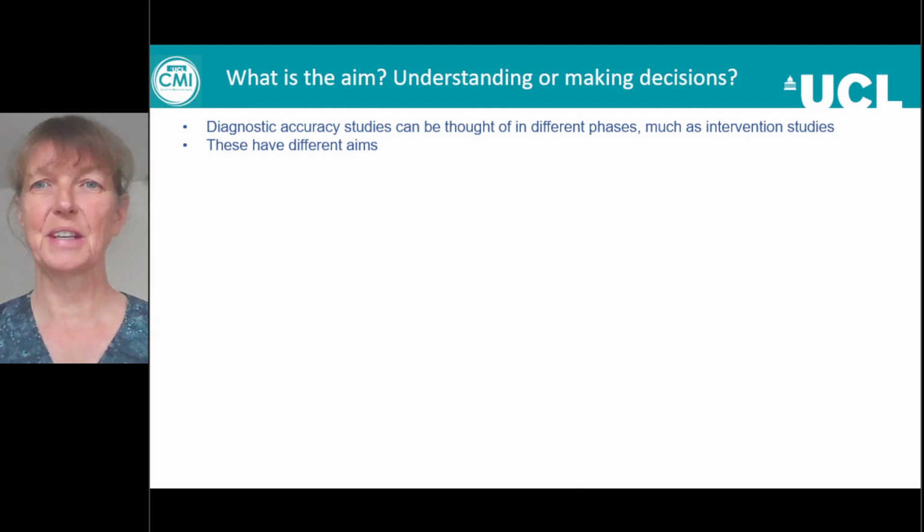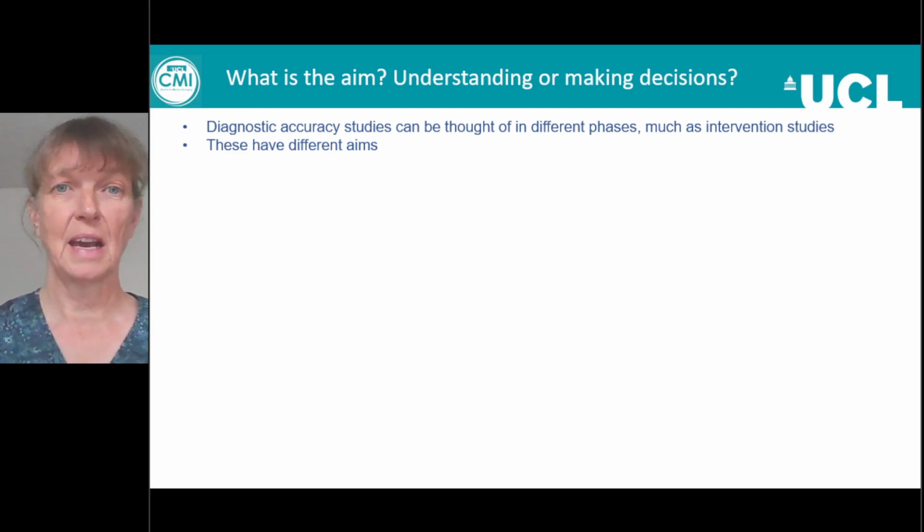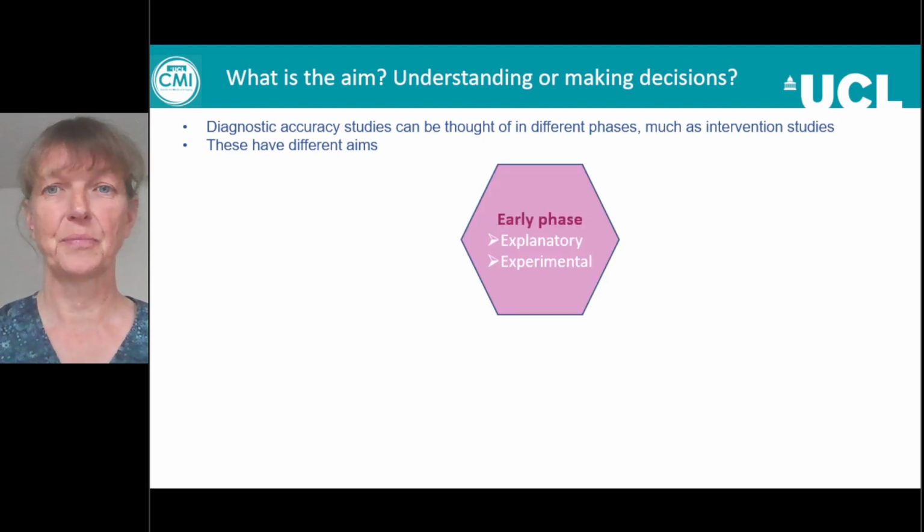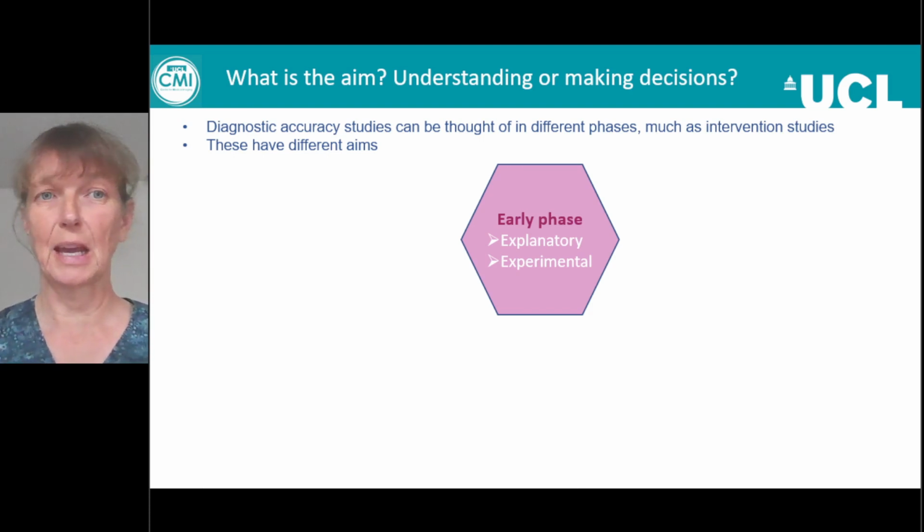Diagnostic accuracy studies can be thought of in different phases, much as intervention studies, and these have different aims. For example, you can start off with early phase studies, and these are very explanatory and experimental studies. They might be working out whether a biomarker has a higher level in people with disease versus people without disease.